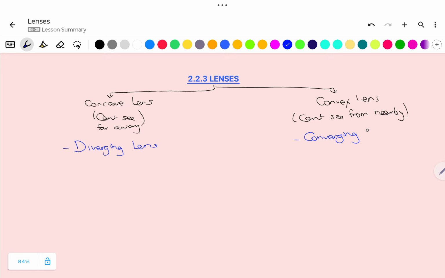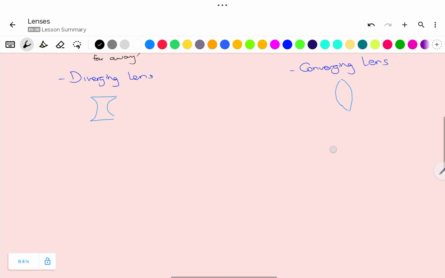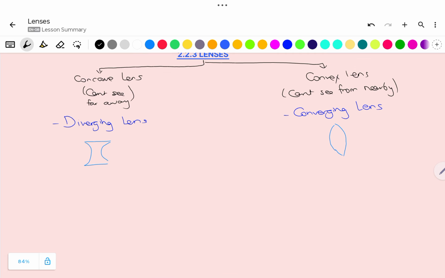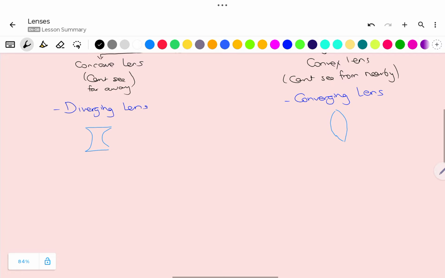Now, how does each lens look like? The diverging lens or the concave lens is thin at the center and broader at the edges. Convex lens is broad at the center and thin at the edges. All right. Next, we need to learn how to draw the image formed due to an object passing through one of those two lenses, the concave or the convex.